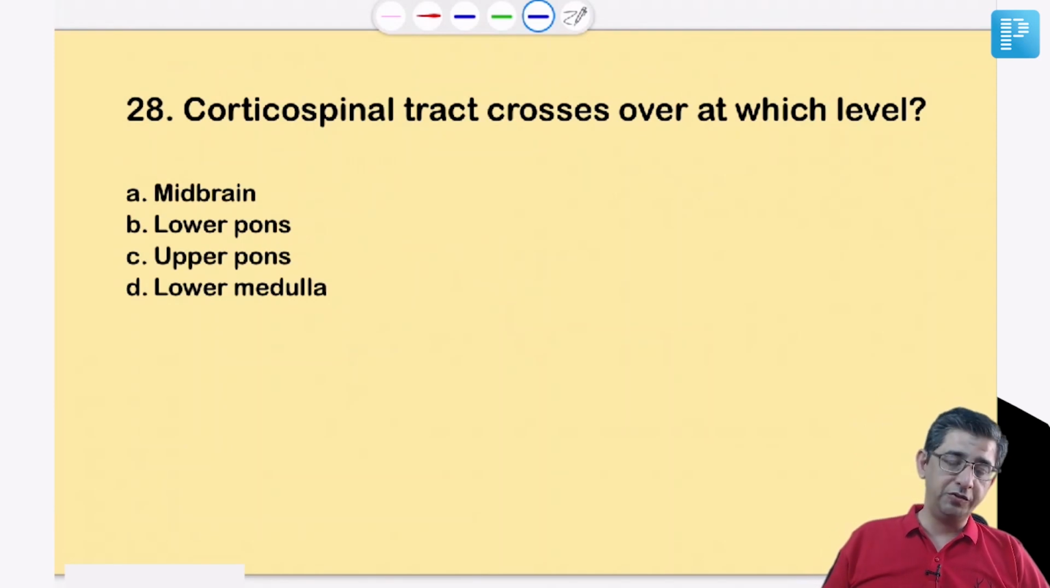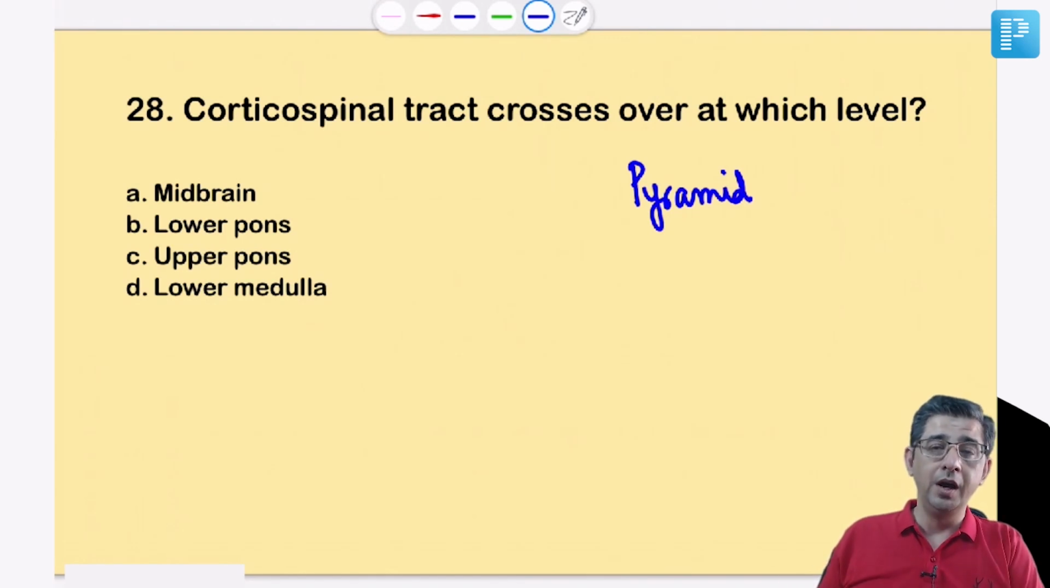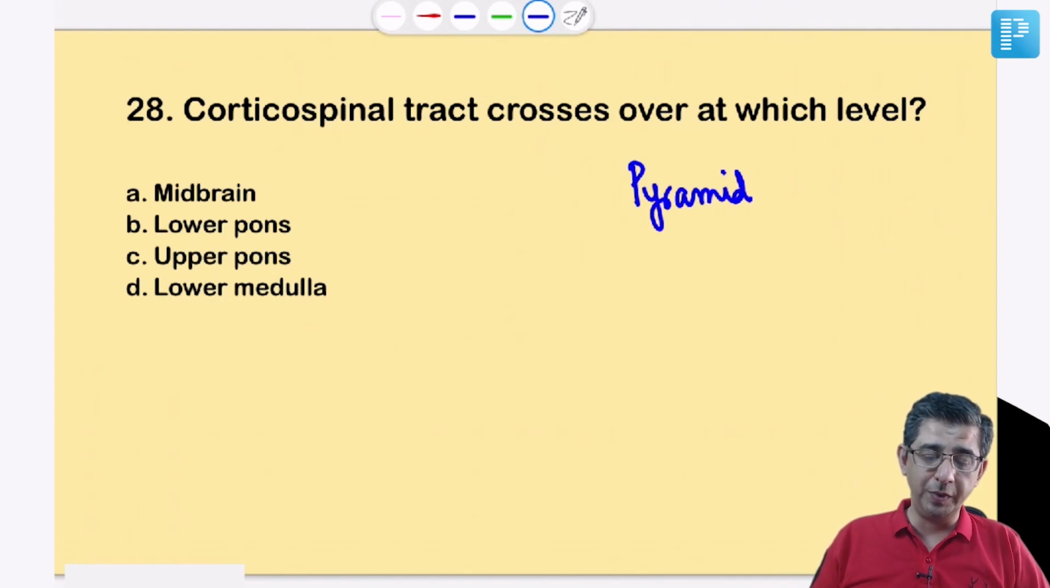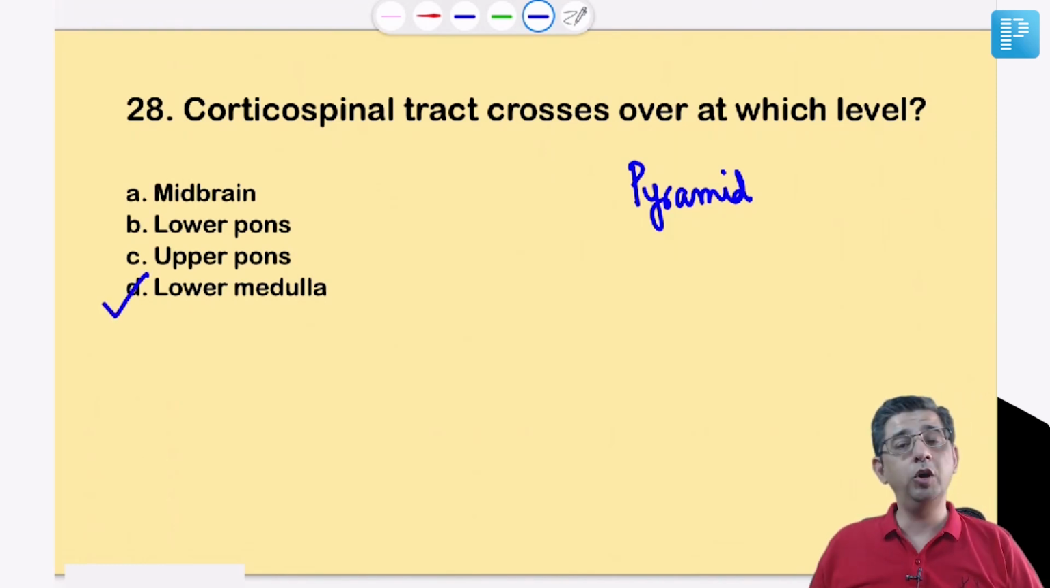28 has an overlap with physiology. Corticospinal tract crosses over at which level? So you very well have read about corticospinal tract also being called a pyramid. So it's called the pyramidal tract, and it traverses the pyramid, and the pyramid would be present on the dorsal aspect of the lower part of the brain. That's going to be primarily the medulla. The answer to this question will work out to be option number delta.